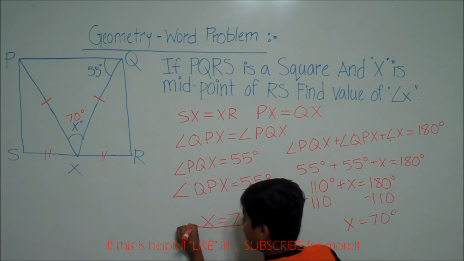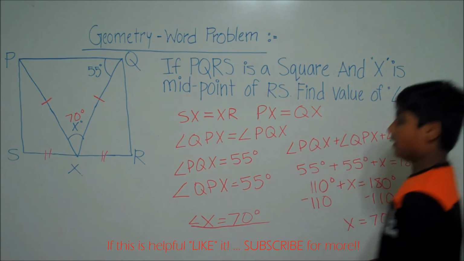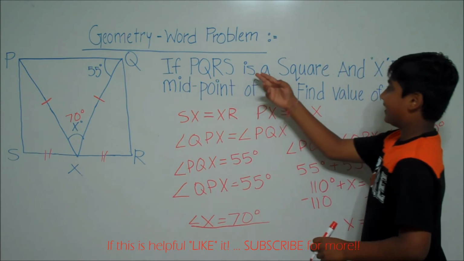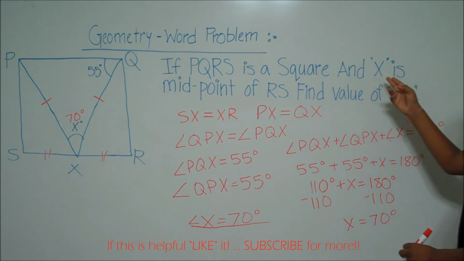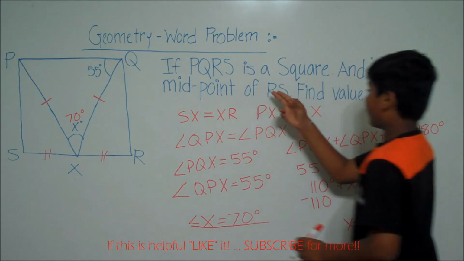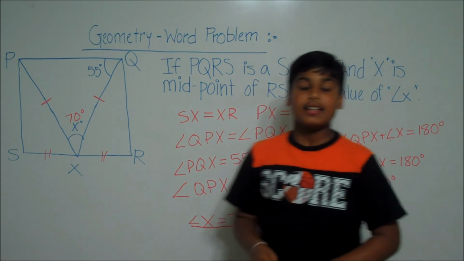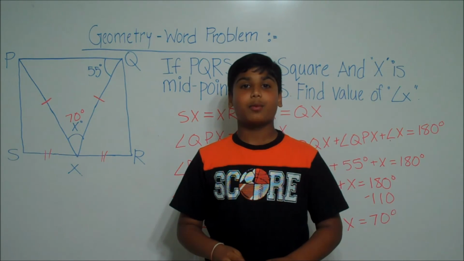Angle x. So, if PQRS is a square and X is the midpoint of RS, then the value of x is 70 degrees. Today we learned about geometry word problems.